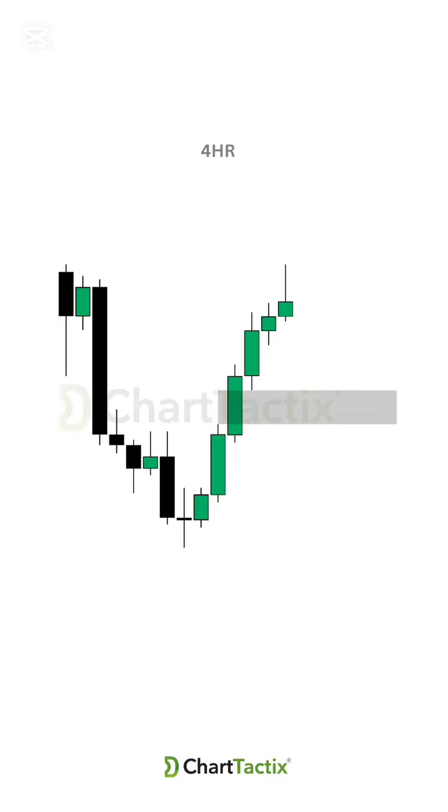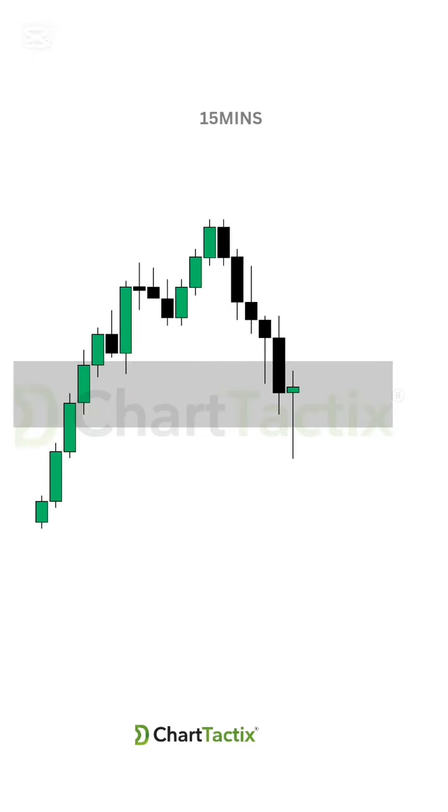After you identify that fair value gap, you wait for price to come back into it. Once price returns into the higher time frame fair value gap, we then drop down to a lower time frame. On the lower time frame, the very first thing we look for is an SMT divergence.